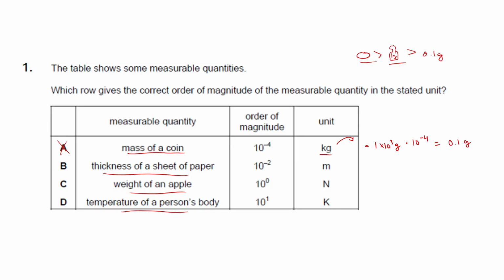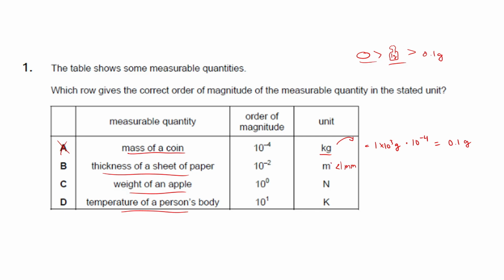For B, we are measuring the thickness of a sheet of paper, and the order of magnitude is 10 to the negative 2, and the unit is meters. If you haven't seen the thickness of a sheet of paper, I highly doubt it. It's actually very thin, probably less than 1 millimeter. You can't even see it, basically.